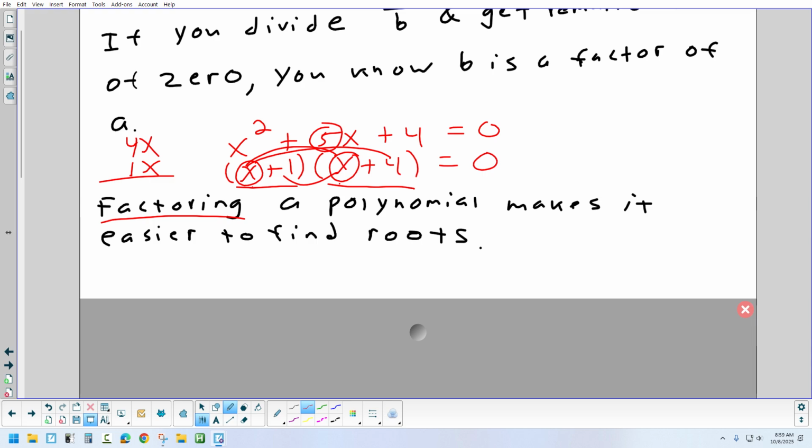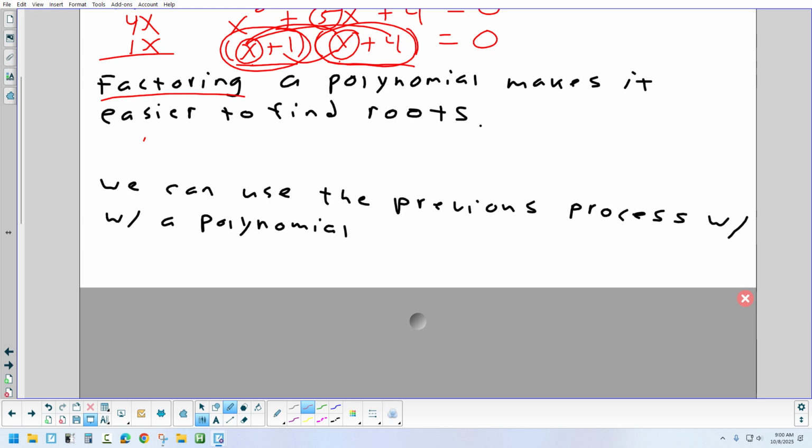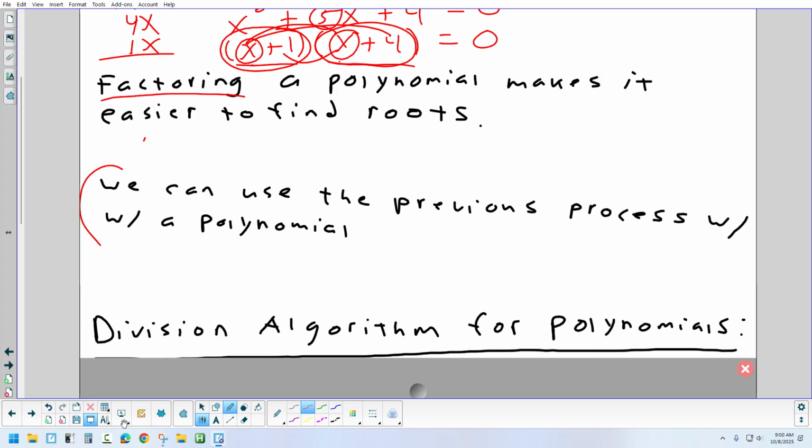But if this was a problem and you didn't know how to factor it, and I told you this was a factor, x plus 1, then you could divide this by x plus 1 and figure out the other factor. Kind of like I said, if 3 is a factor of 12, you divide and you get the other one. It would take a long time to do it that way. Hopefully this is one you wouldn't have to do division, but you could. Okay, so we're going to use that same process that we just thought through with the 12 and the 3 times 4, but with a polynomial.